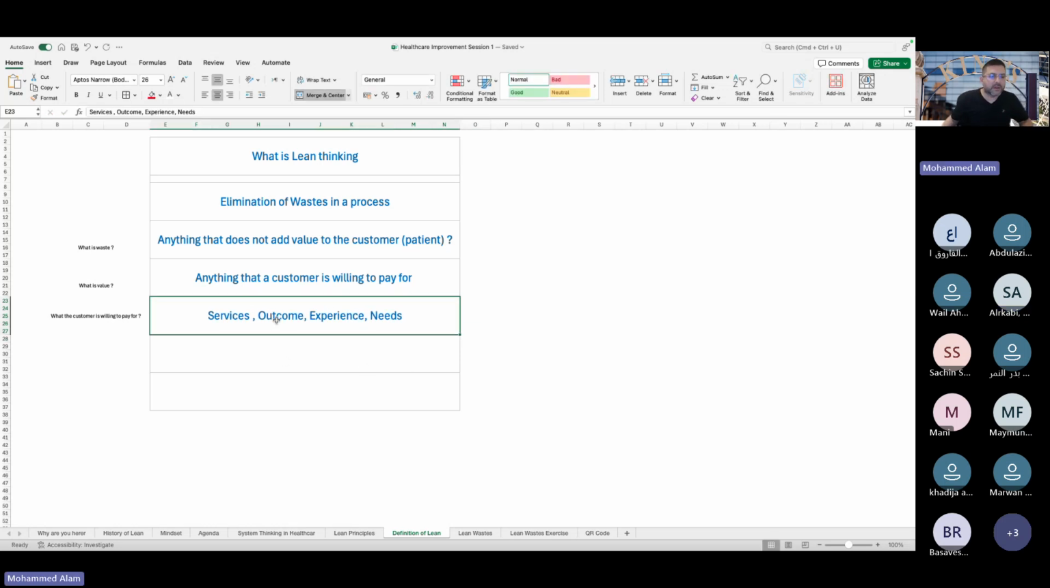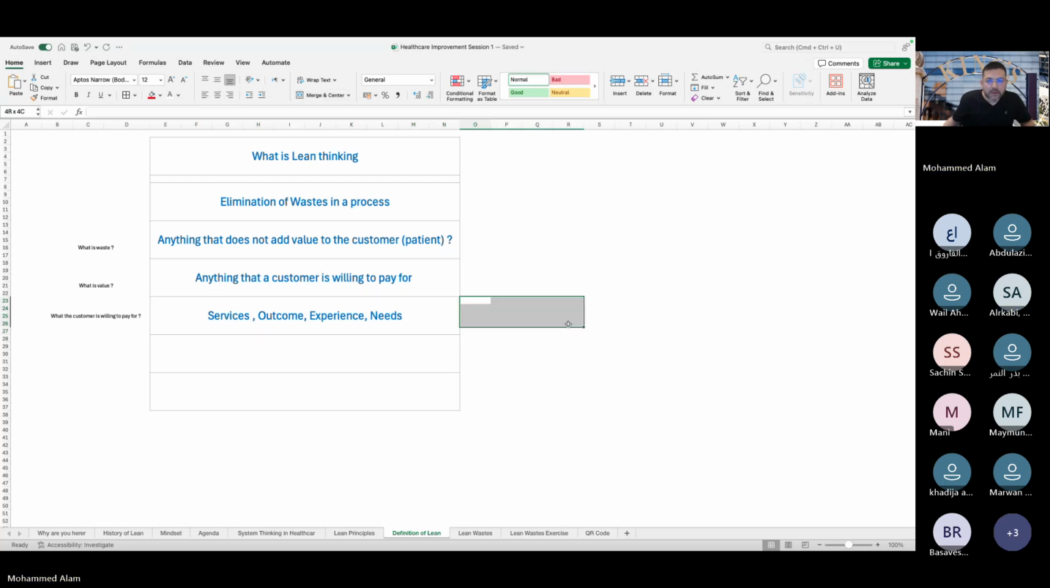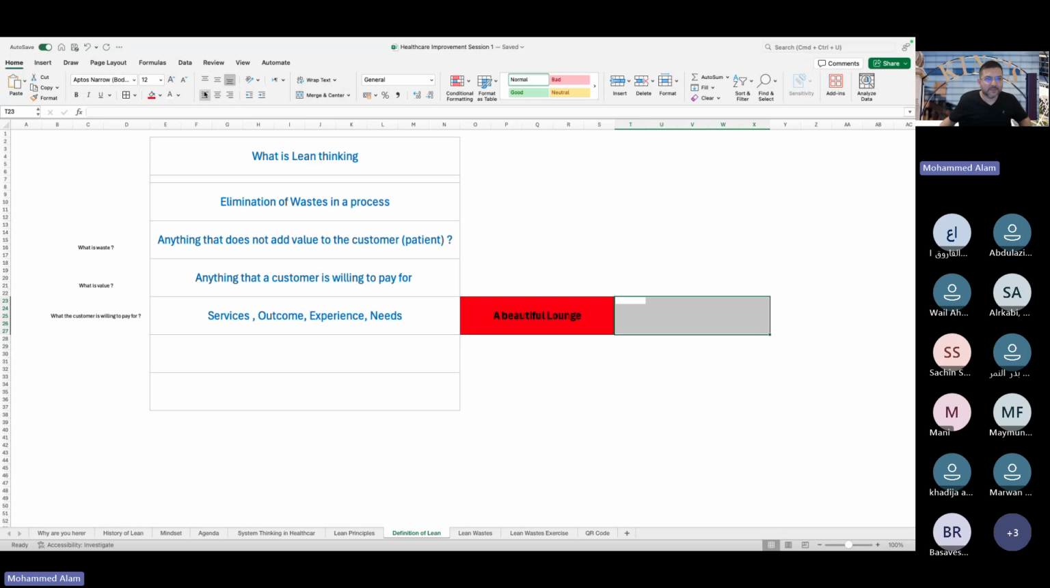Now we need to understand this is very, very subjective, right? Services. Let's say my question is that a beautiful lounge is a service in a hospital. Is the patient willing to pay for this? No. Is this why the patient is coming to the hospital? Not for the beautiful lounge. Okay, perfect. Why is the patient coming to the hospital? For the medical services. Correct.